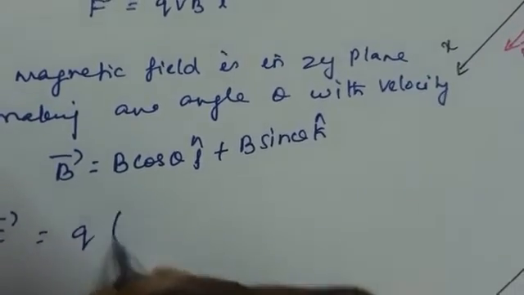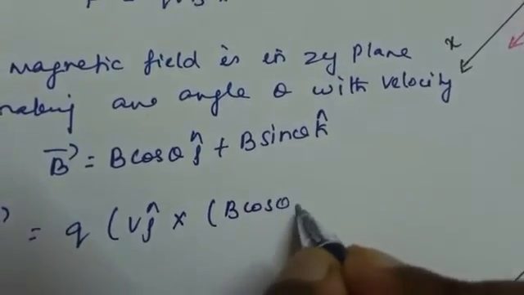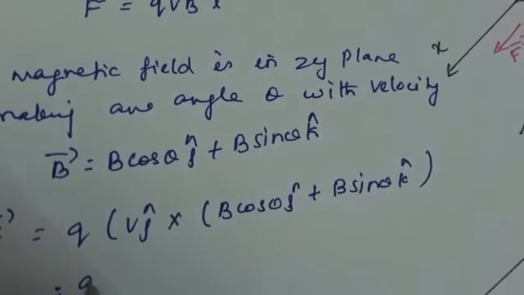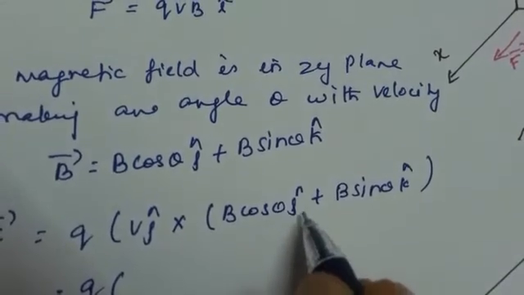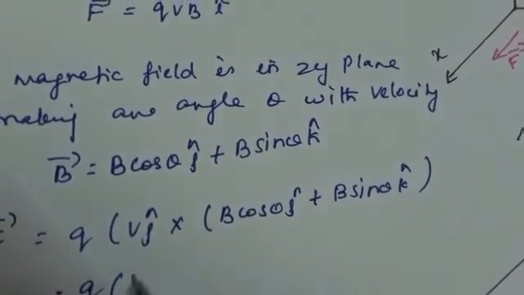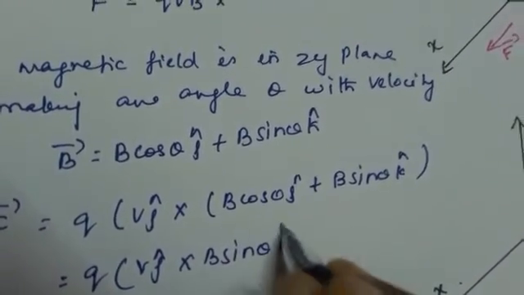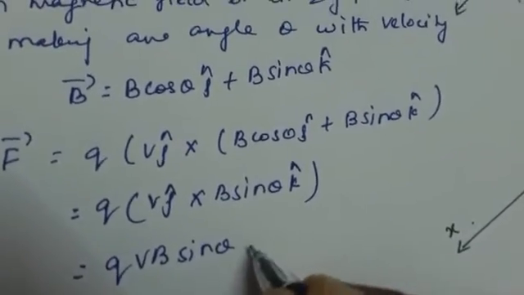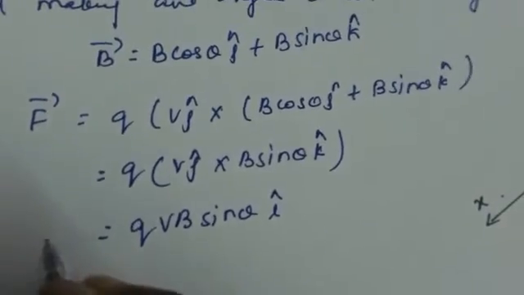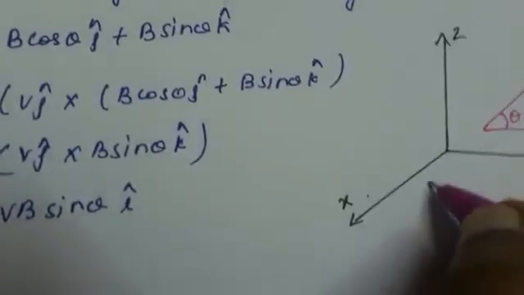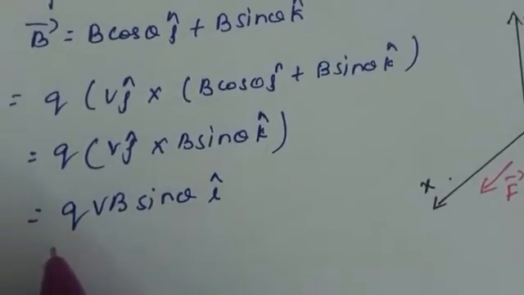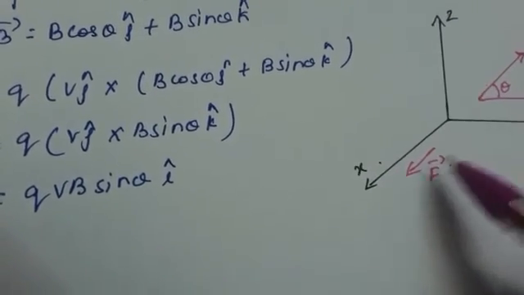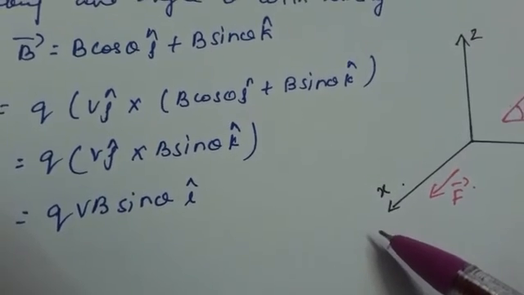The Lorentz force is q times v j vector cross B cos theta j vector plus B sin theta k vector. The first term becomes 0, since both are in the same direction. What remains is q v j vector cross B sin theta k vector. j cross k is the i vector. So the direction is along the positive x axis, and the magnitude is qvB sin theta. So when the field is inclined at an angle theta with the velocity of the particle, you get the force in the positive x direction.